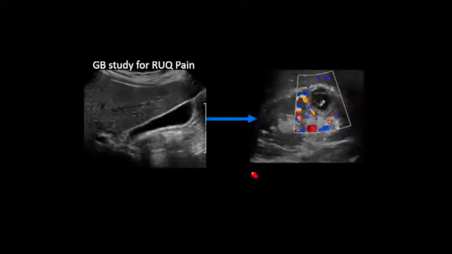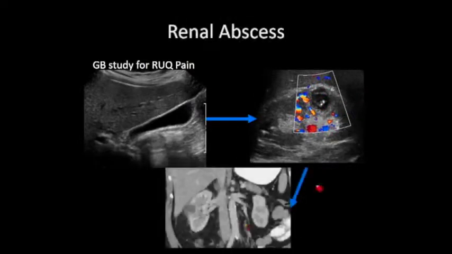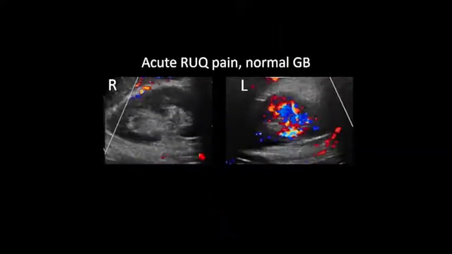This patient came for a gallbladder study for right upper quadrant pain, had a perfectly normal gallbladder, had a funny-looking cystic thing in the kidney with some echoes in it, and that one turned out to be a renal abscess. People don't think about abscess, and they go off on, is this a complex cystic mass, tumor, et cetera.